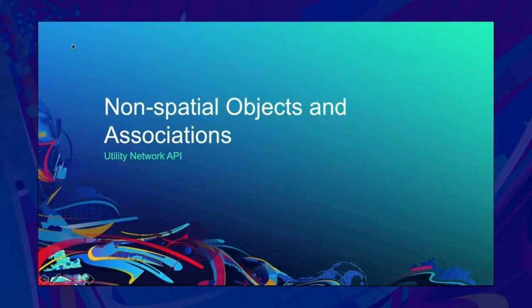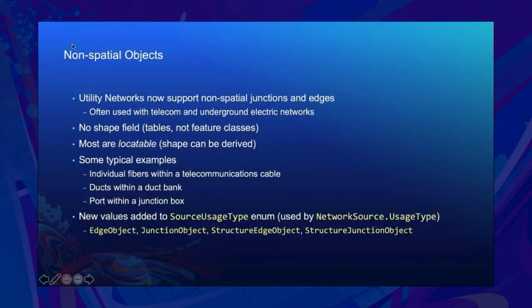Now, to switch gears a little bit and go into the utility network, one of the big changes that took place in the last year was supporting non-spatial objects and associations. So non-spatial junctions and edges are used typically with telecom or with underground electric networks. Now these features don't have shape. They're not actually features, they're rows. Most of them are locatable on a map, generally by being contained within other features that do have shape.